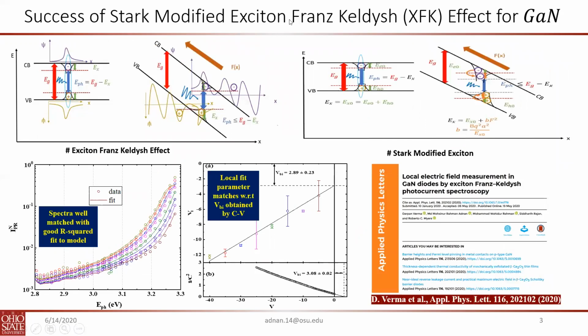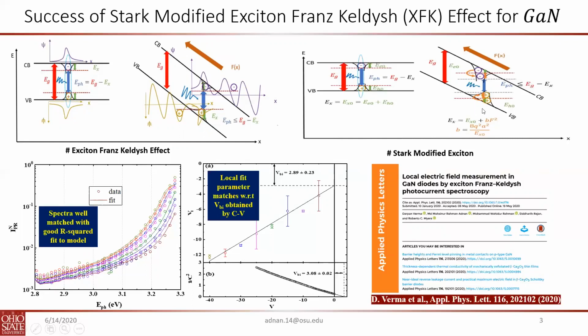So we had to use the Stark modified exciton Franz-Keldysh effect for gallium nitride. So what is an exciton? An exciton is an electron hole pair interacting with each other through Coulomb interaction. As a result, they are situated inside the band gap in Coulomb potentials. If we apply an electric field so that the Franz-Keldysh effect can be seen, then these excitons can absorb photons with an energy that is smaller than the band gap energy. This effect can be further helped by the Stark effect.